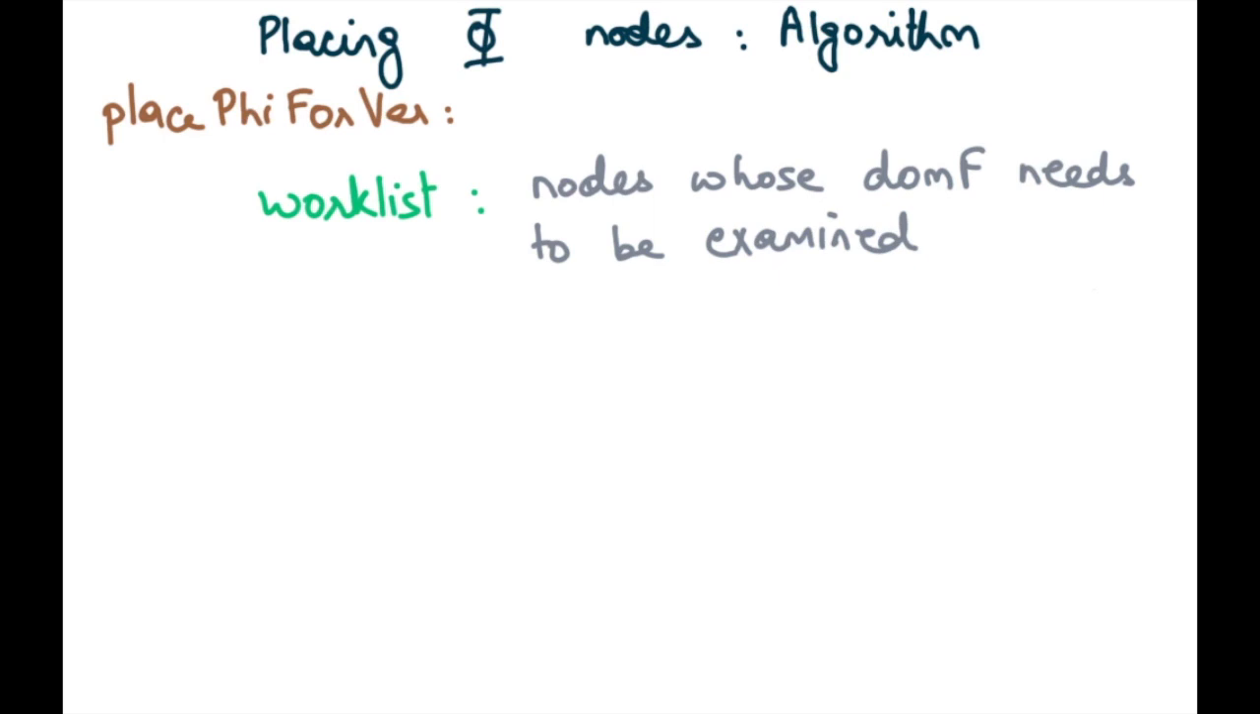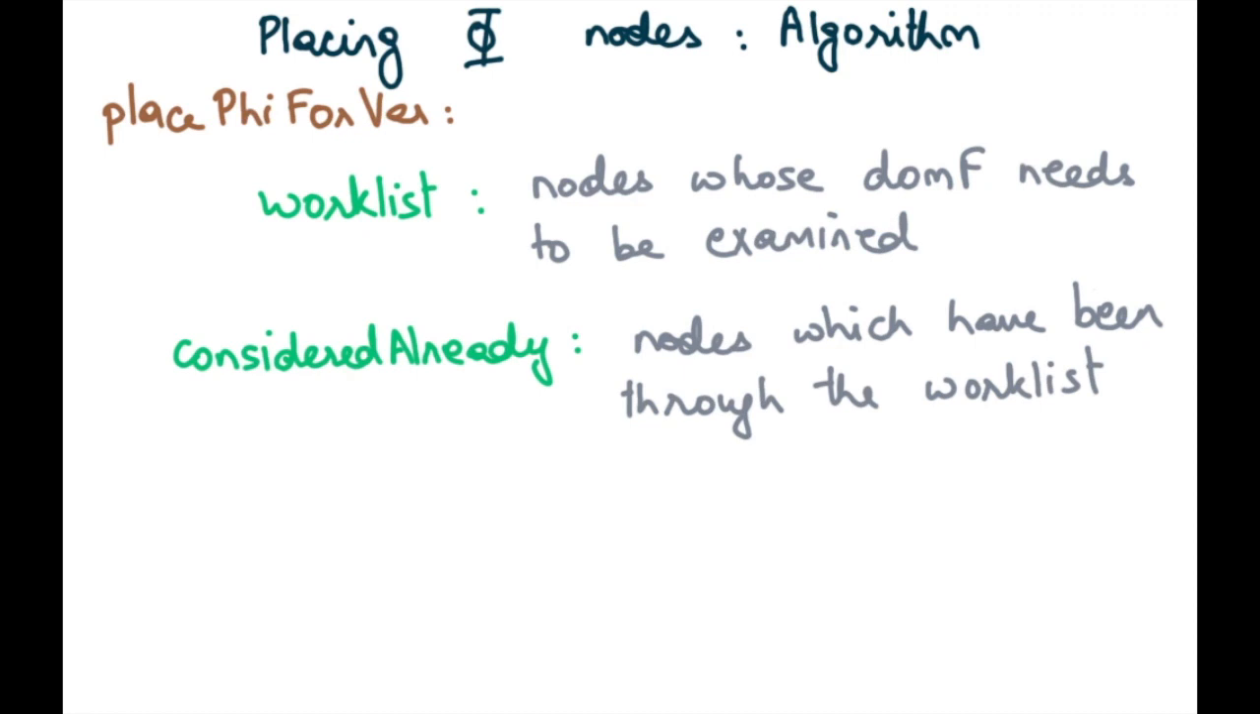And as the algorithm proceeds, more nodes may be added to the work list, because after all we need to do this transitively. So if I add a phi node to a particular node, say Y, then I need to consider that new phi node as a new assignment, and now I need to look at the DOMF of Y and so on. And so I'm going to maintain this as a work list, and when I pick something from the work list, I'm going to remove it from the work list. But sometimes when I add phi nodes, I'm going to potentially add to the work list.